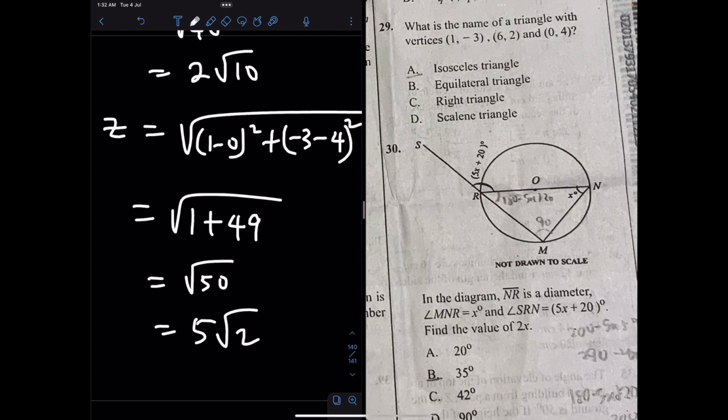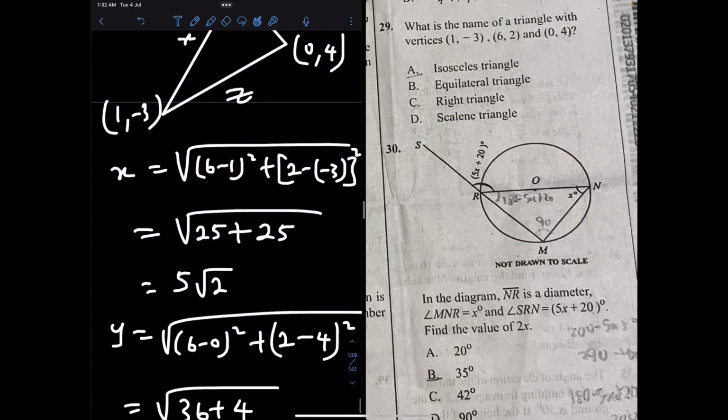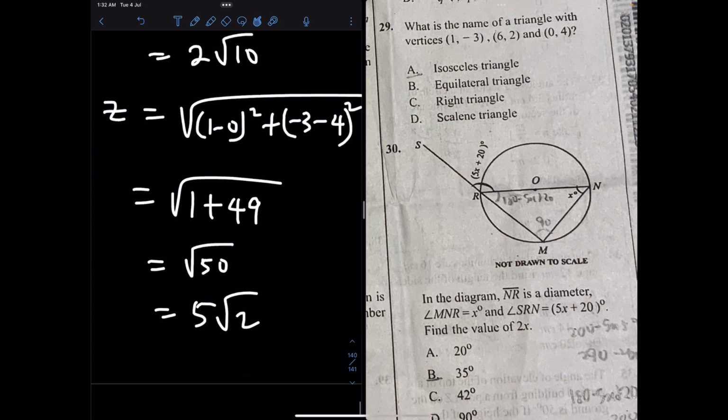And we can see that 2 of the lengths of the triangle are equal. The triangle has 2 equal lengths. Length x is equal to length z. That means the triangle is an isosceles triangle, and the correct option is A.